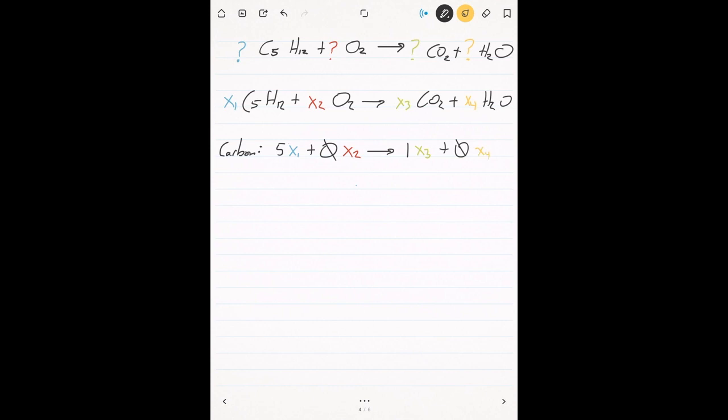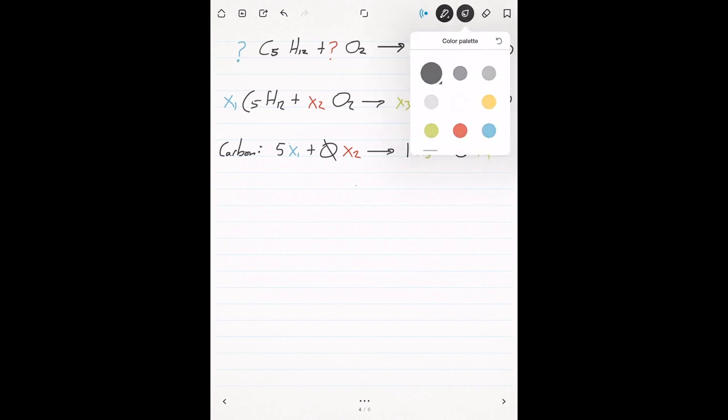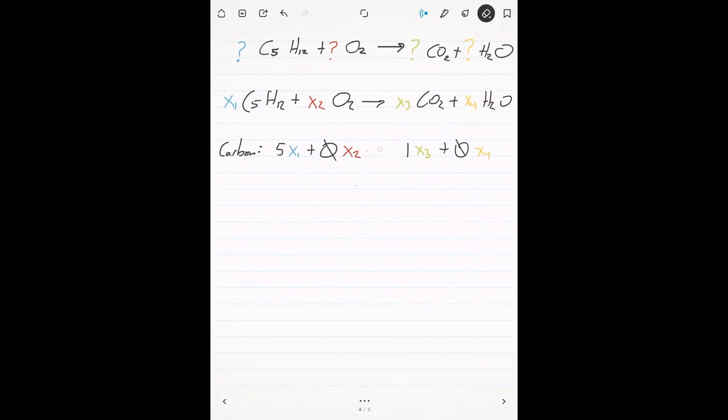So here is an equation that describes the carbon. And I don't need this arrow anymore. In fact, I'm going to change this arrow to an equal sign. They don't do this in chemistry, but mathematically, we can think of this as an equal sign, because this is really a numeric equation. 5 times some number plus 0 better get me 1 times some other number.